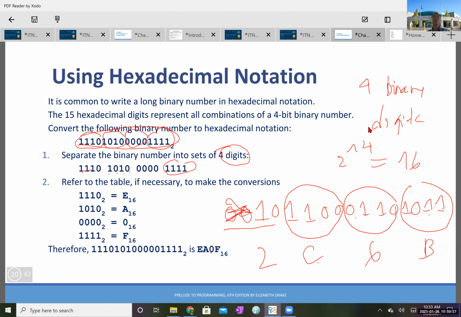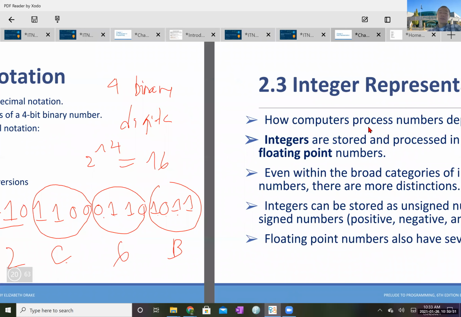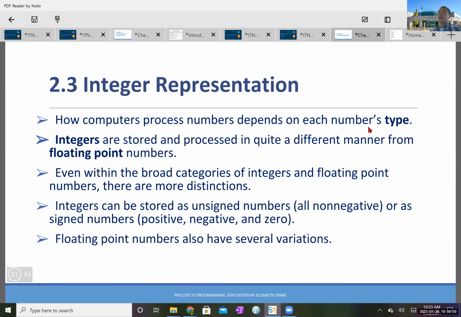Now you move to the integer representation. How a computer processes a number depends on each number type. You have a lot of number types: integer, floating point, double, long integer. For some programming languages, you have many data types. The way integers are stored and processed is quite different from floating point numbers.